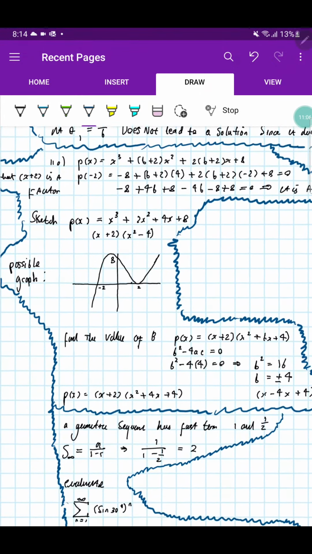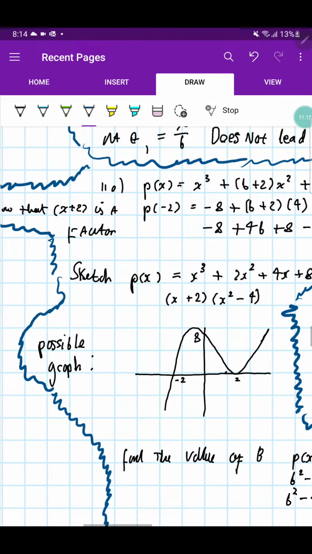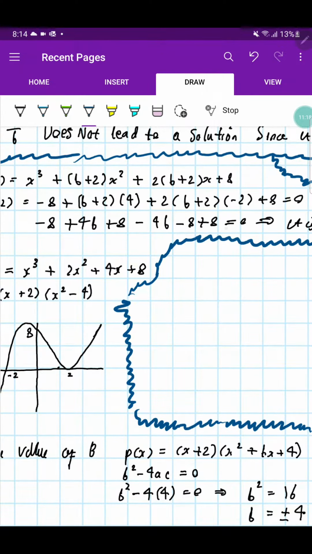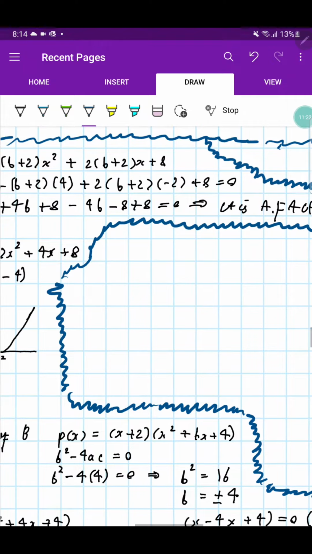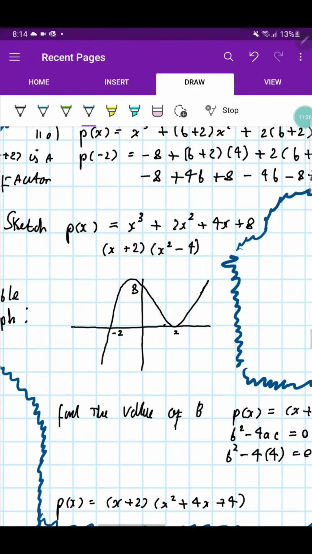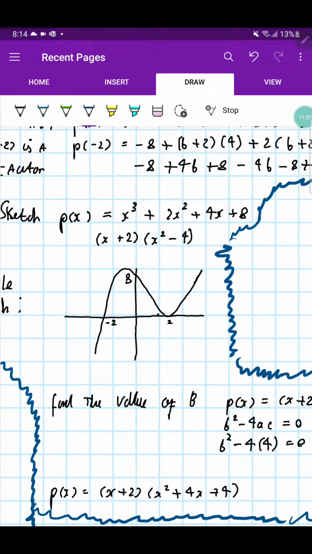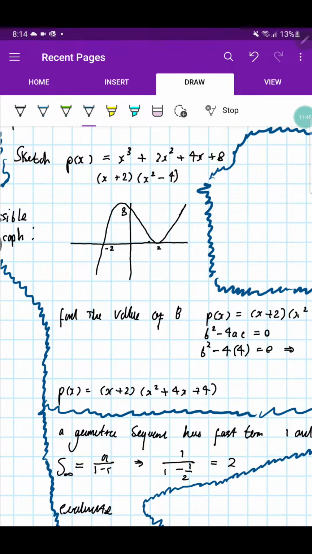Now the next one is going to be factor theorem. So we're given that x plus 2 is a factor, so p of minus 2 should equal 0. So if we substitute this, we get all of that, and we're just going to simplify to 0 once we substitute it. And for the possible graph, we know that it's going to cut through the x-axis twice. So we know x plus 2 is a factor, so it's going to have to bounce at x equals minus 2, and it's going to cross at this point.